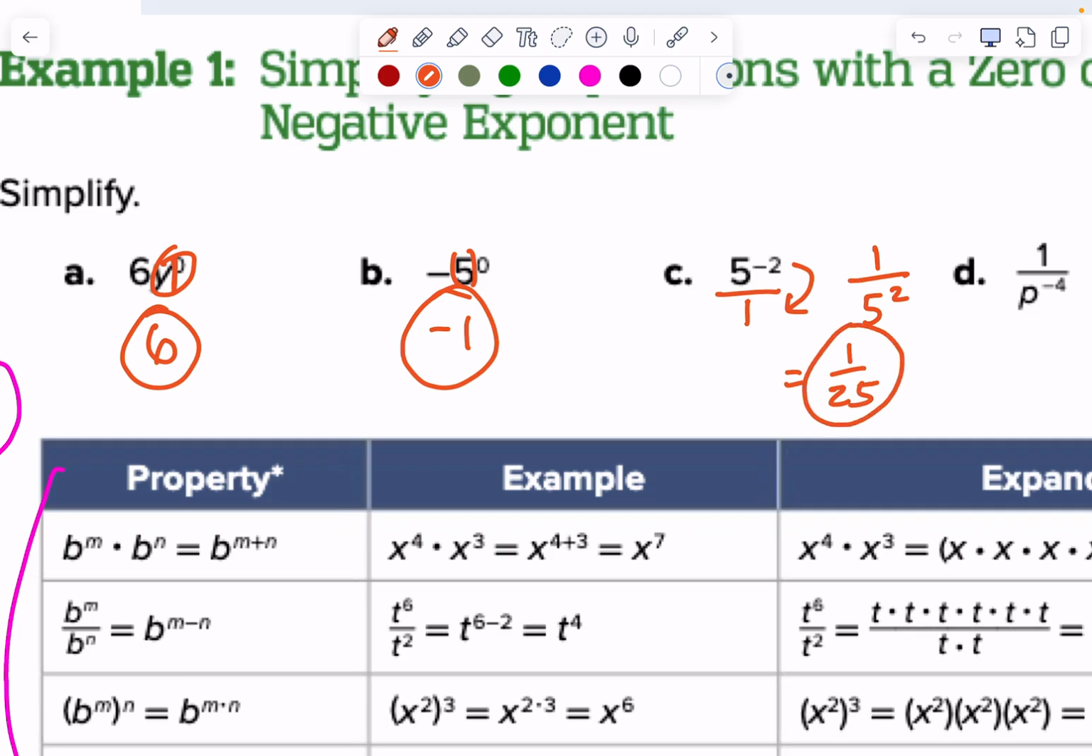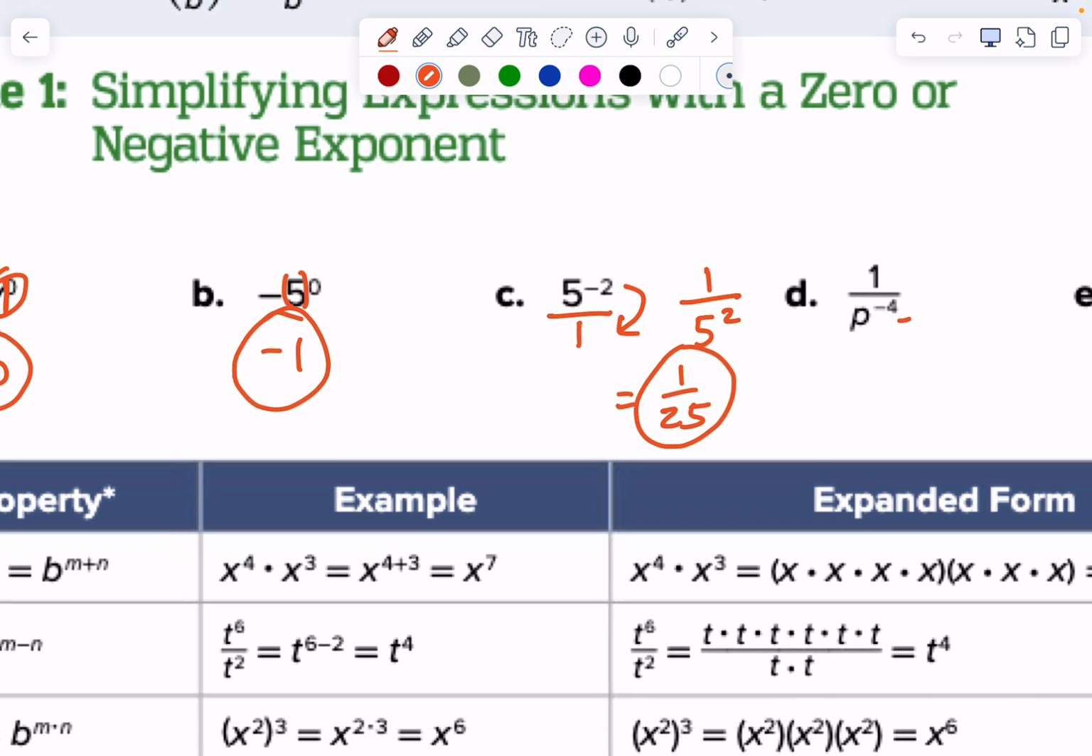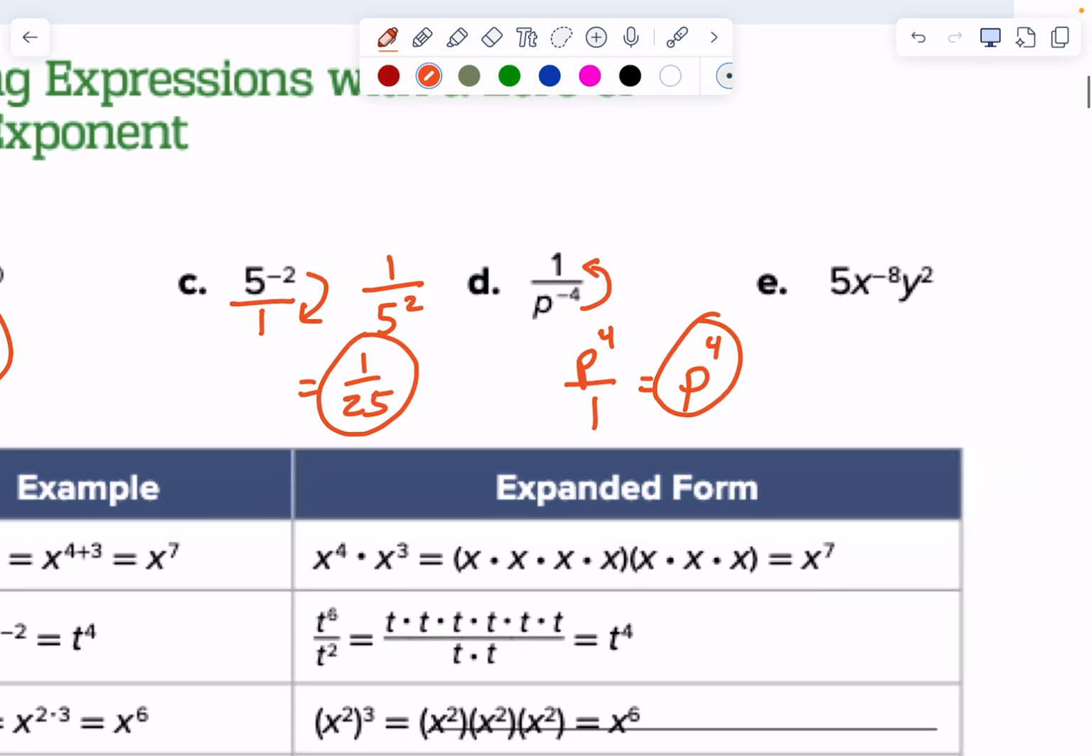Okay, we're going kind of fast. If you are stuck, just have me slow down. P to the negative 4th. I'm going to bump it to the top. So p to the 4th power is now on the top with 1 on the bottom, or just p to the 4th on the top.